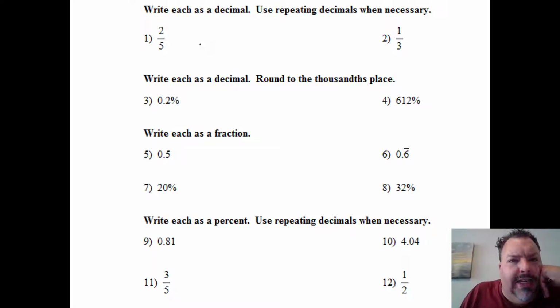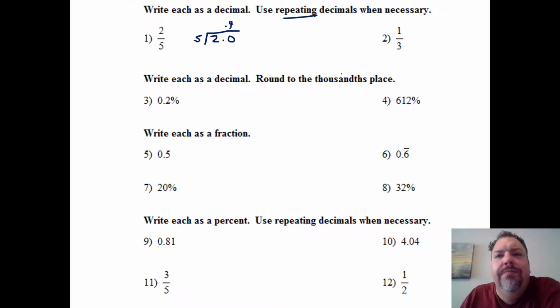The first two we're going to write as a decimal and use repeating decimals as necessary. So again, 2/5. If we do our division here, that says 2 divided by 5. We add on, and that's 5 goes into 20. That's going to be 4 times. So 2/5 would be the same as 0.4.